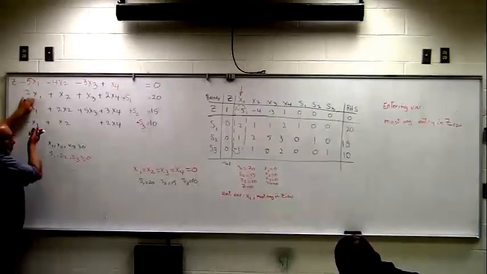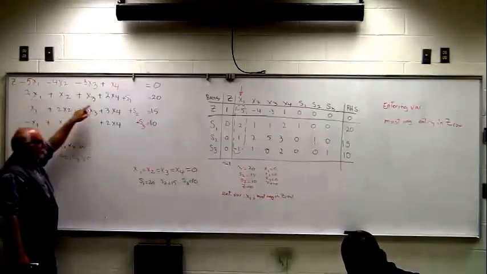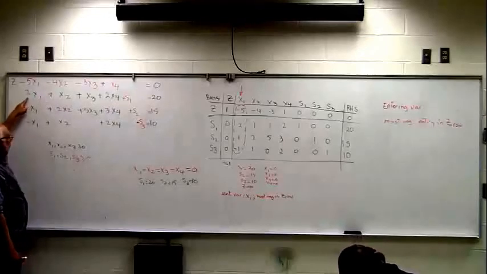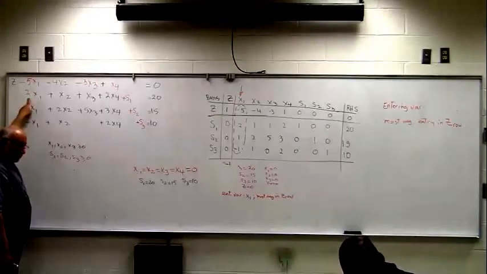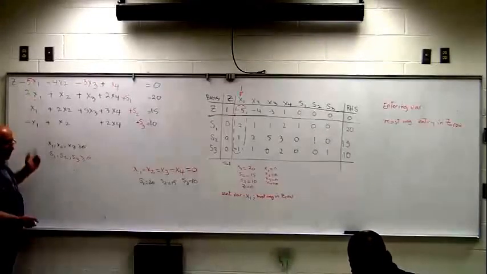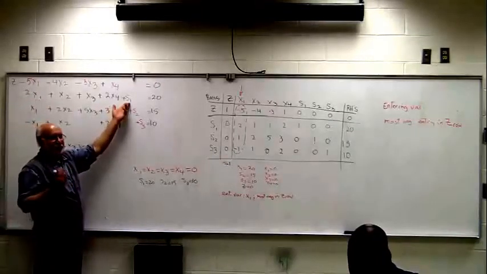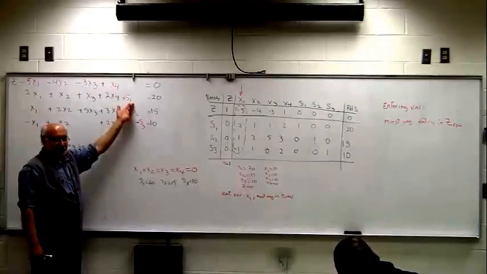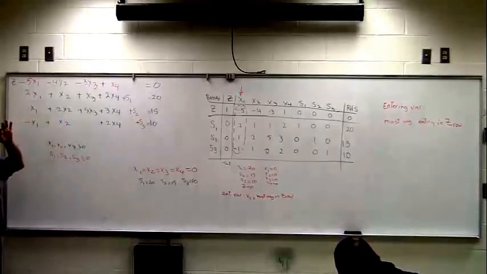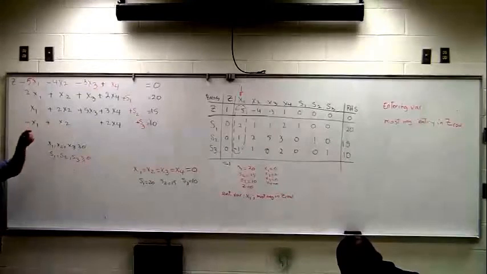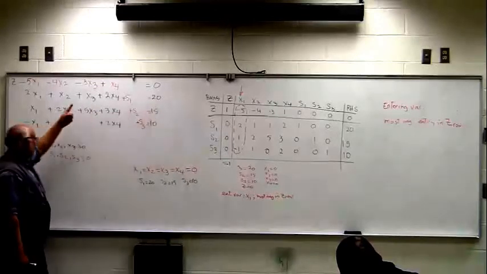So how far can I increase x1 before s1 becomes problematic? 20 over 2 will give me 10. That's the critical ratio that we talked about. So I can increase x1 up to 10 units. 2 times 10 is 20. It makes s1 0, and s1 becomes non-basic. If I increase it a little bit above 10, s1 becomes negative. So the critical ratio for this is 20 over 2.